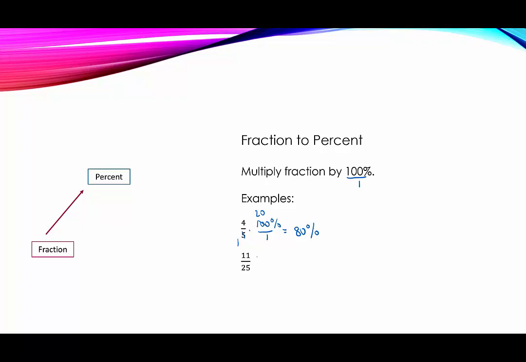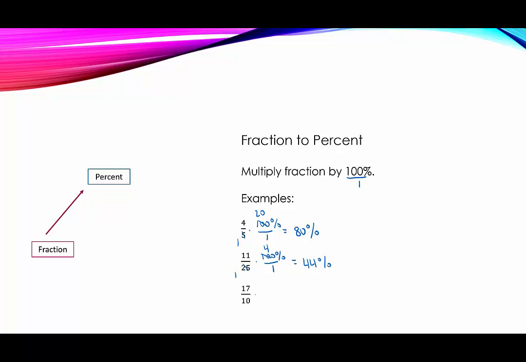11 over 25, I'm going to multiply by 100%, or 100% over 1. I want to simplify before I multiply. I tend to do this. If you multiply first and simplify second, that's totally fine. 25 goes into itself once. 25 goes into 100 4 times. Now the denominator is all ones. I'm going to multiply straight across the numerator. 11 times 4 is 44%. And again, it would be 44% over 1. We don't need the over 1.